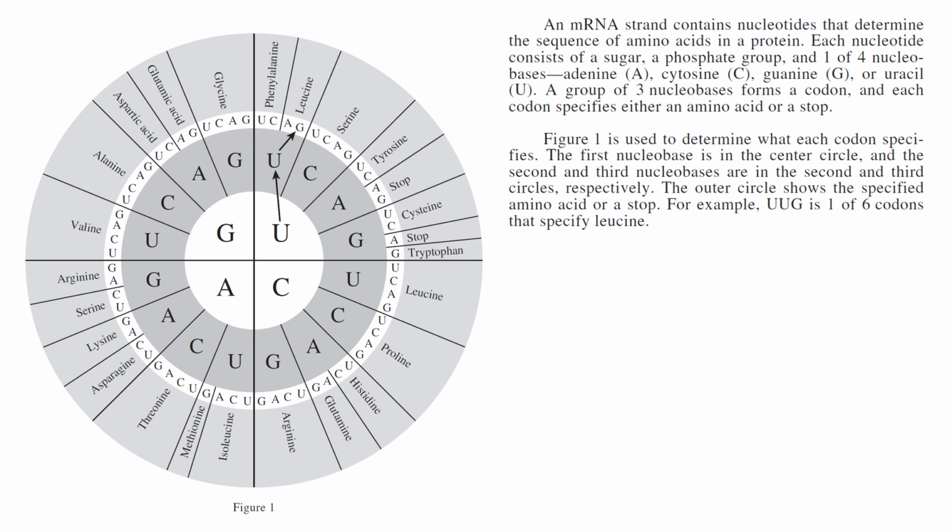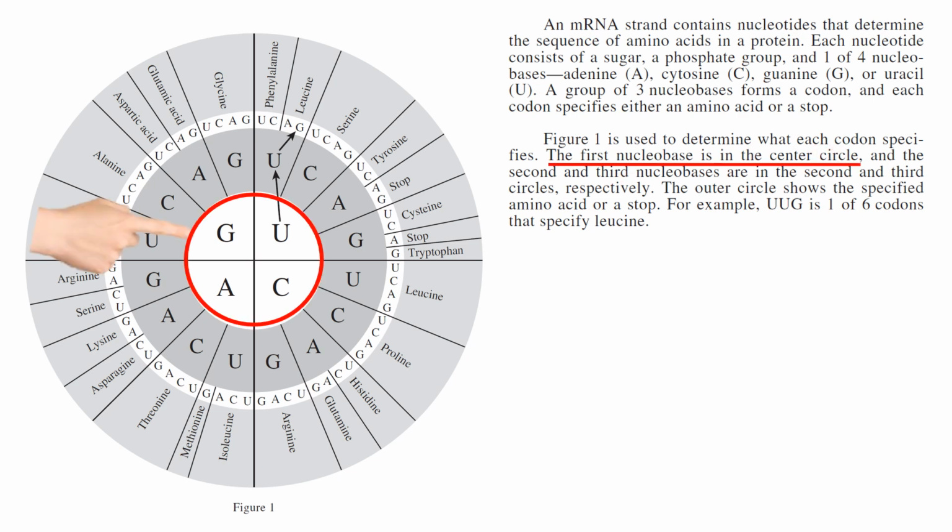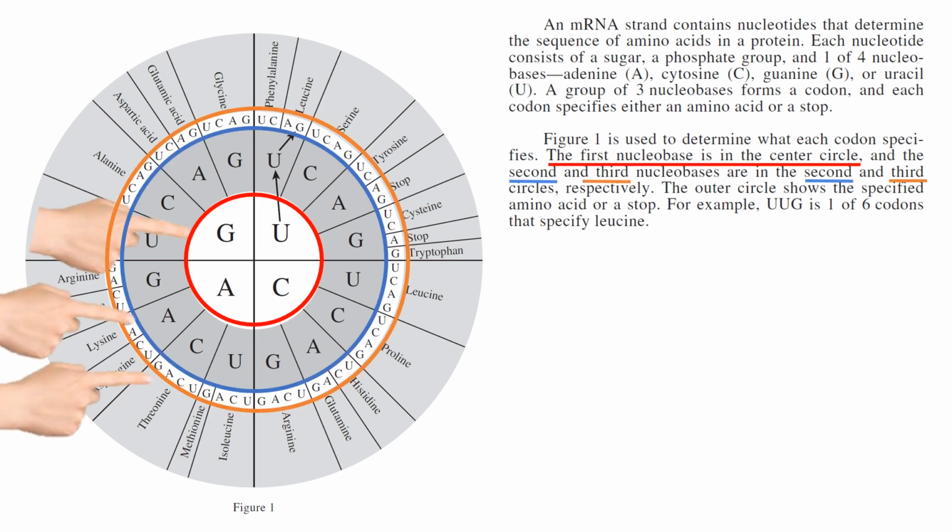This looks like a fairly complicated chart, and it's my experience that if you spend a little more time with a complicated chart, the questions are easier. So it tells you in this paragraph, it explains nucleotides, and it says figure 1 is used to determine what each codon specifies, and it says the first nucleobase is in the center. Okay, so we have GUAC. The different nucleotides are explained in the first paragraph. The second circle is the next one, and then the third circle is the last. And it gives an example.